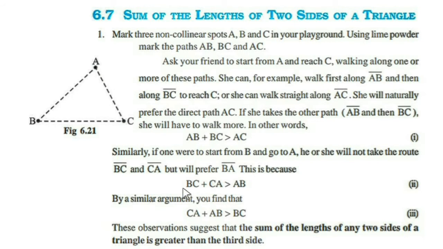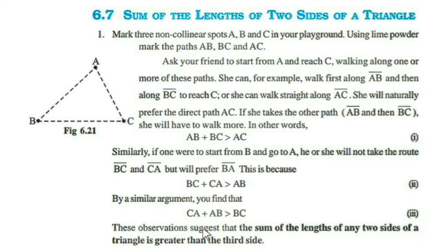This is because BC plus CA is greater than AB. This is the second result. Now by similar argument, we can find that CA plus AB is greater than BC.